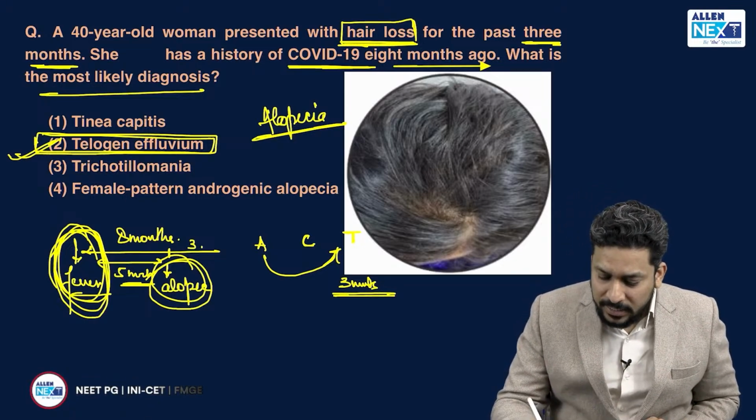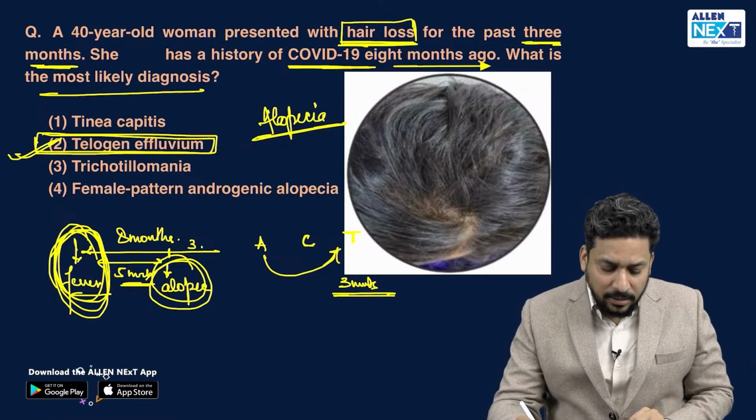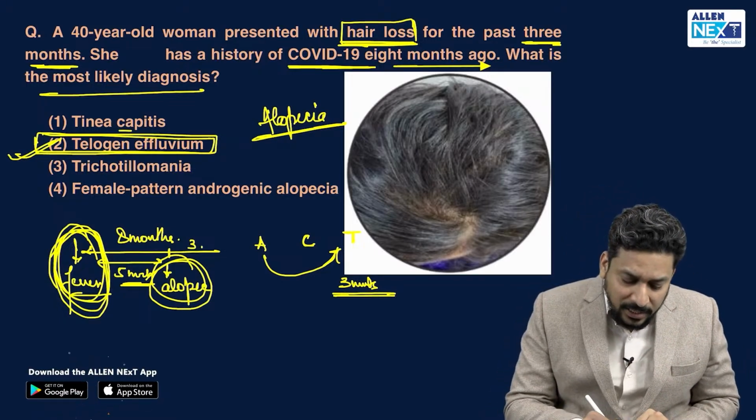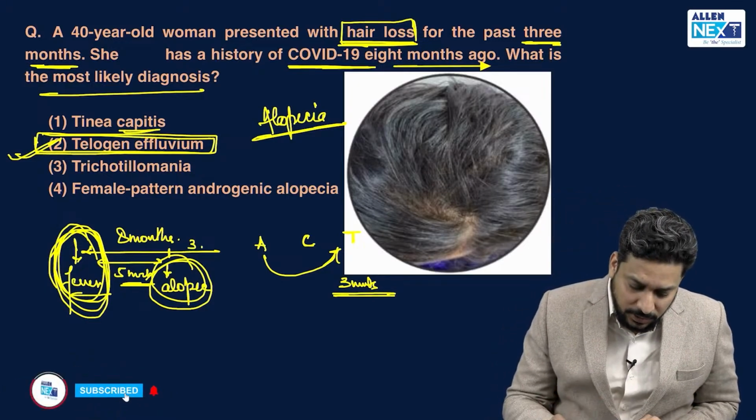So that's why you can see in the image they have not given any one single patch like alopecia areata, or they have not mentioned any swelling like seen in tinea capitis. So that's why the answer here is telogen effluvium.